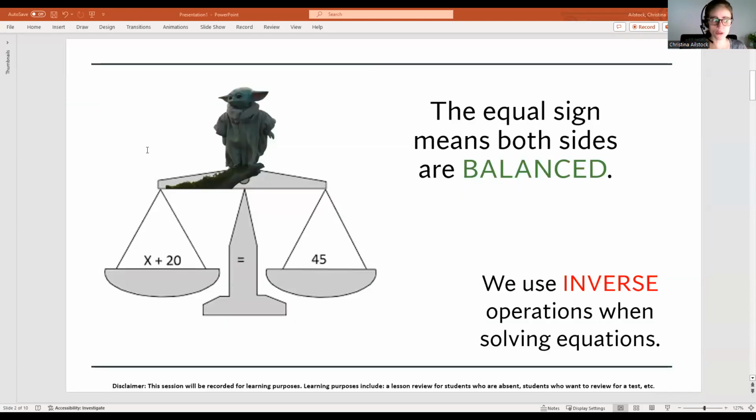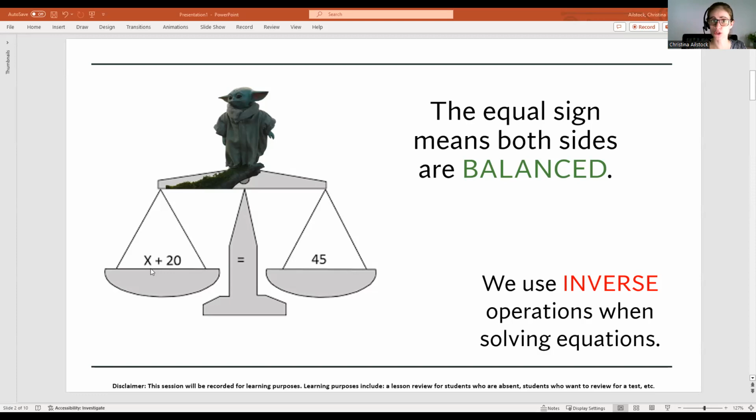So first up, whenever we're solving an equation, that equal sign there means we're balanced. So in this example here, we have x plus 20 is equal to 45. That means the x, our unknown value, plus 20 is that same amount. It is equal to the 45. And so in order to solve this equation, we focused on doing the inverse operations. An inverse is another name for opposite. So addition and subtraction are inverses, they're opposites of each other, and multiplication and division are inverses.